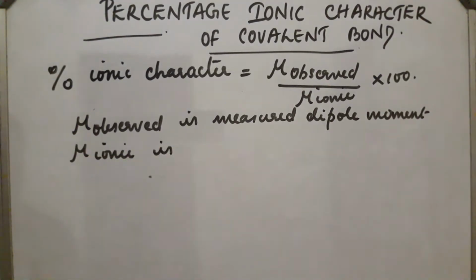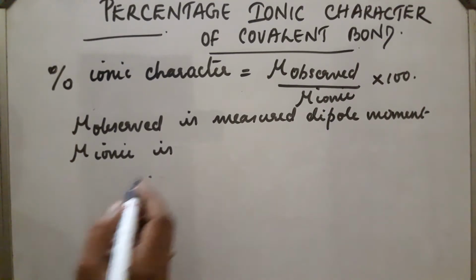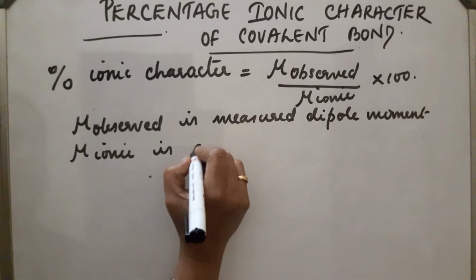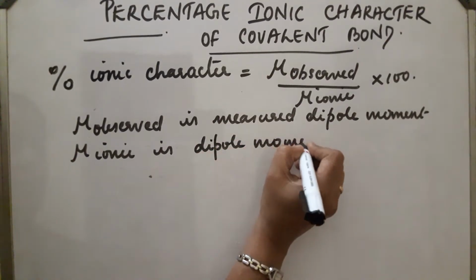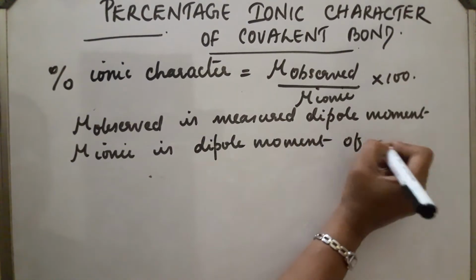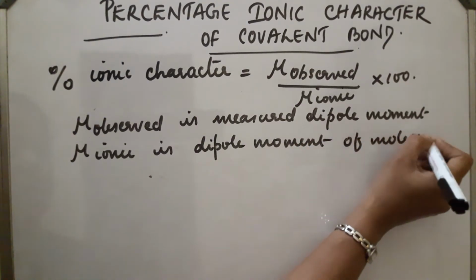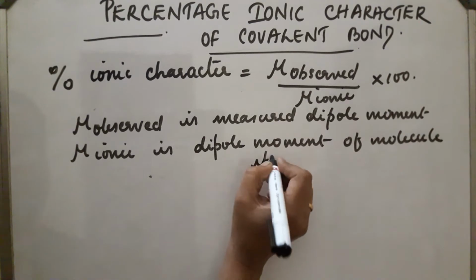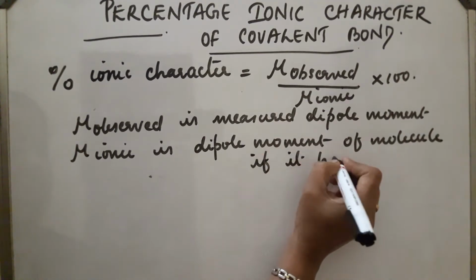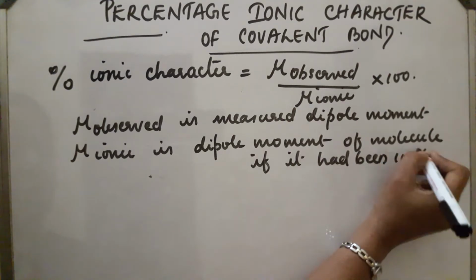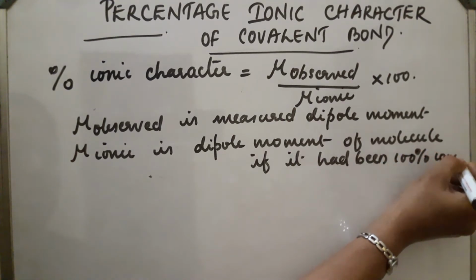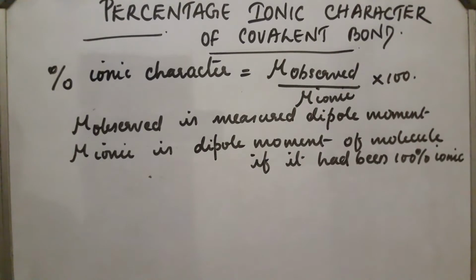is the dipole moment of the molecule if it had been 100% ionic. So we can calculate mu ionic.